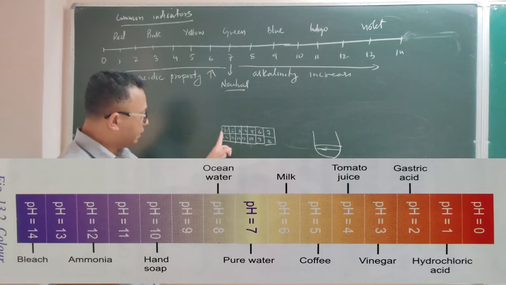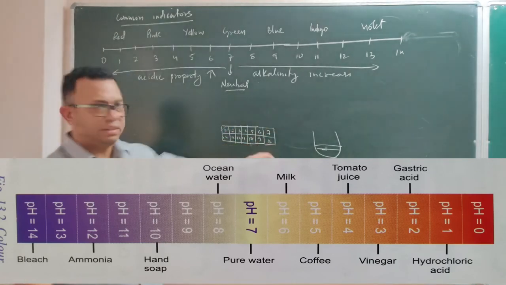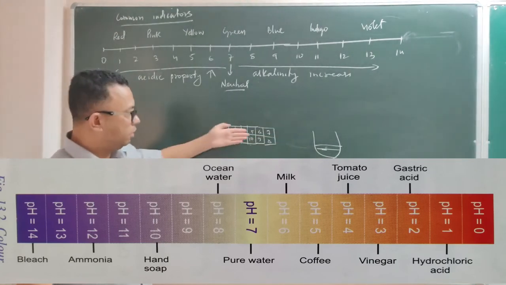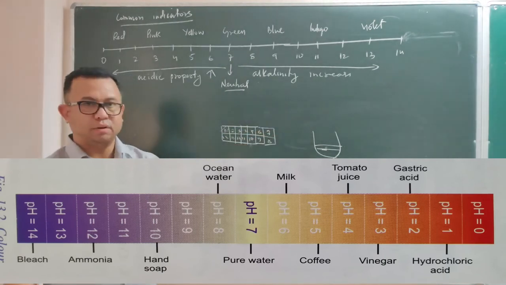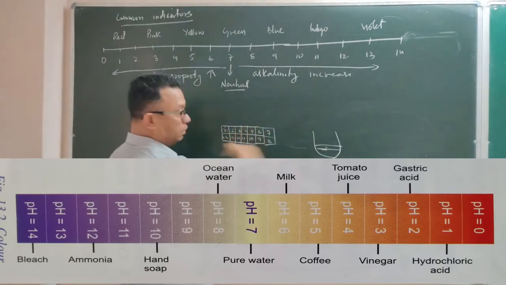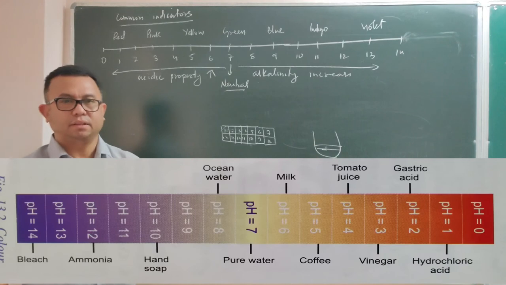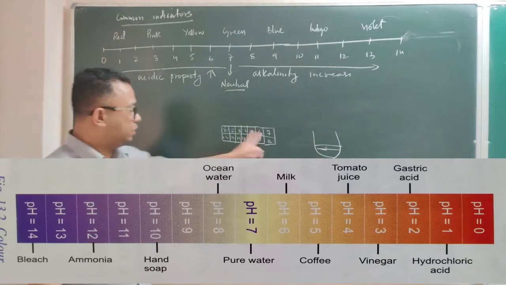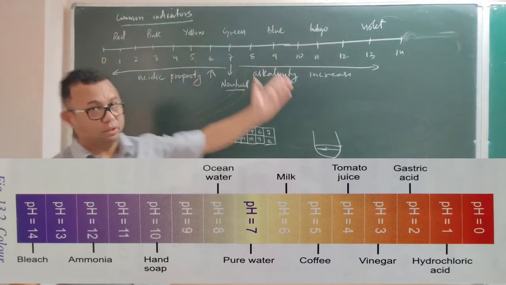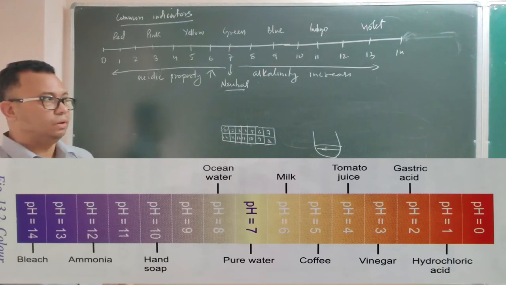Again, the universal indicator has what we can call a key color, a small strip of paper which is given to you so that you can match your universal indicator paper, and whichever color it is matching, based on this you can say what the pH value is.